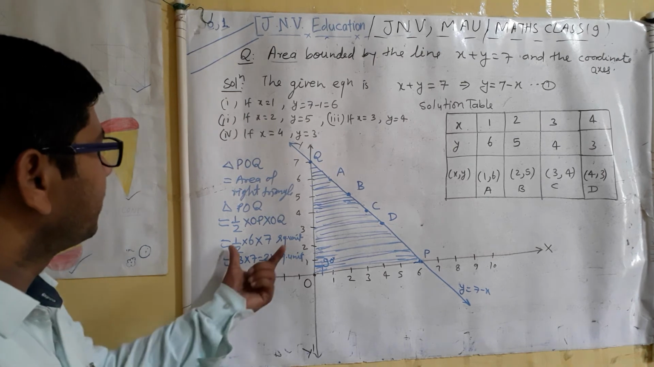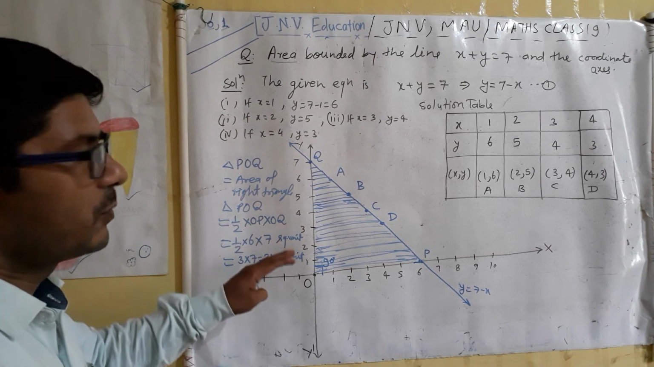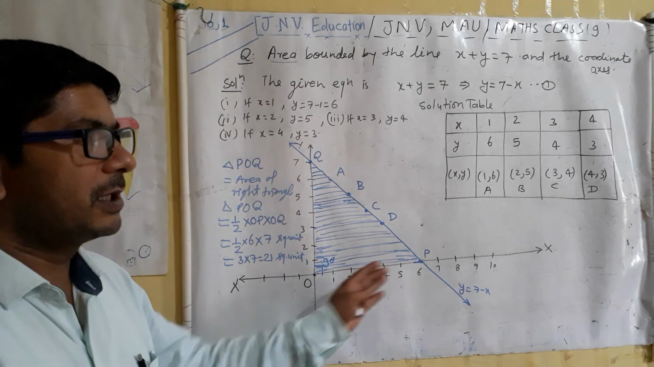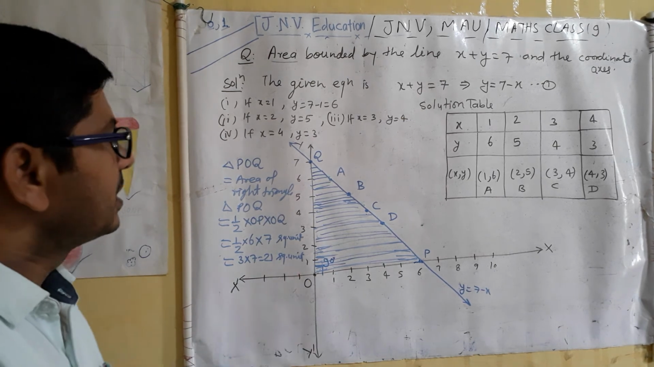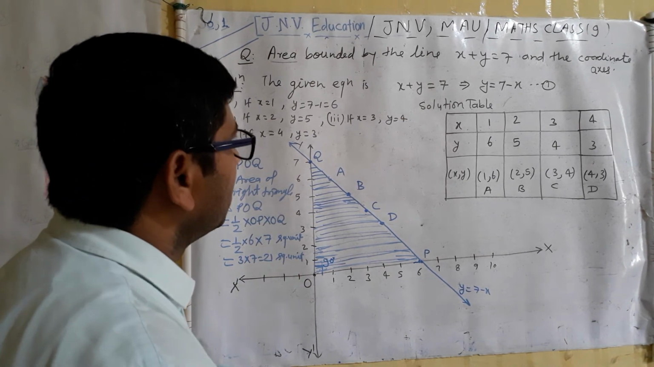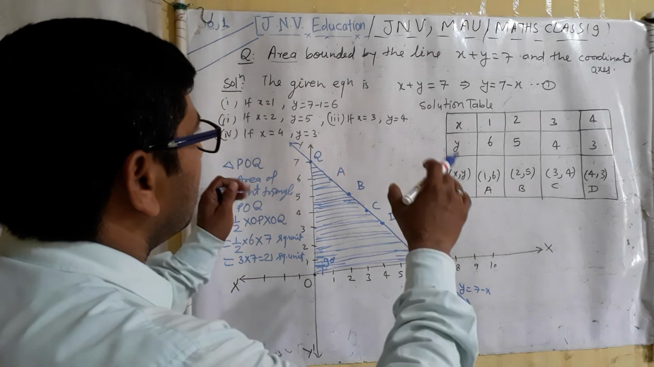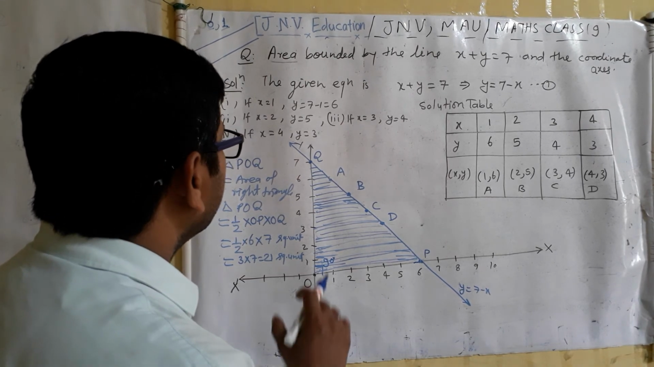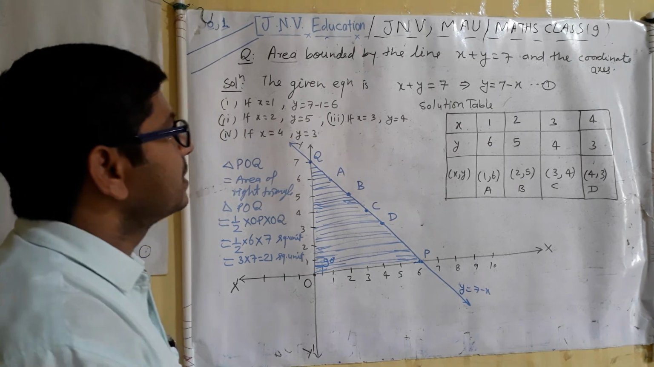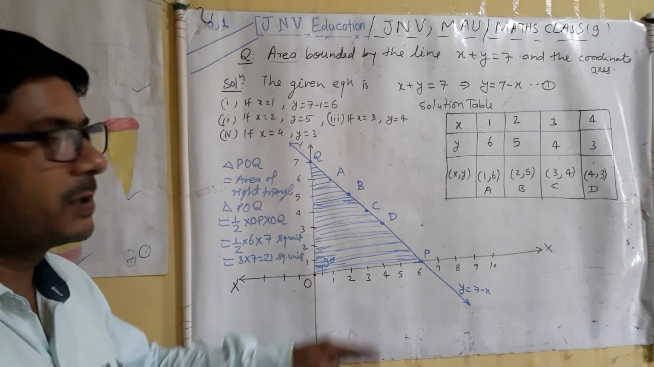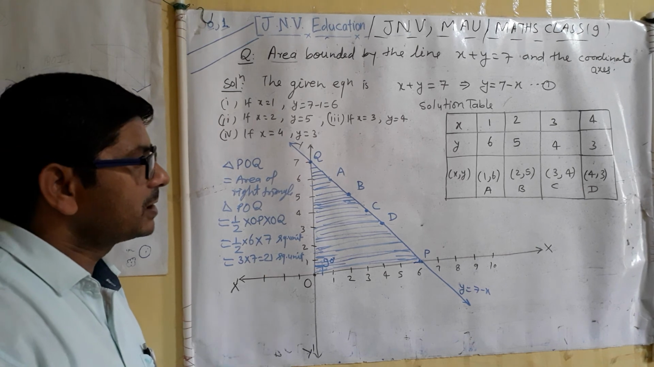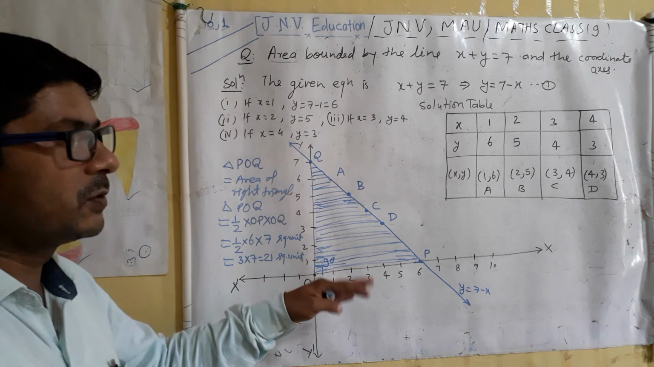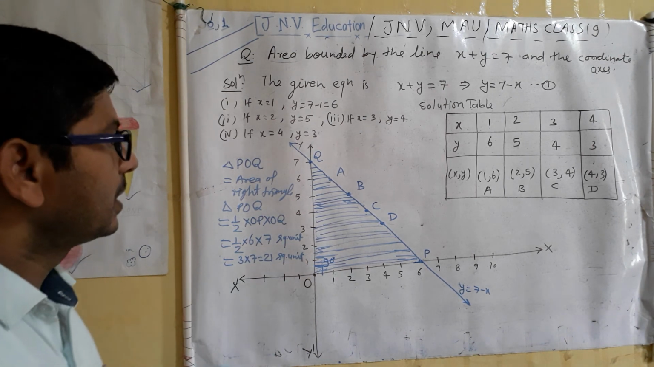So in this way you can calculate the area of the region bounded by the linear equation and the coordinate axis. Maybe this type of question will be asked to you in the examination, and I hope that now you have good knowledge and characteristics of the graphical representation of linear equation in two variables, and I hope that you will be able to solve the problems related to these topics. Thank you very much.